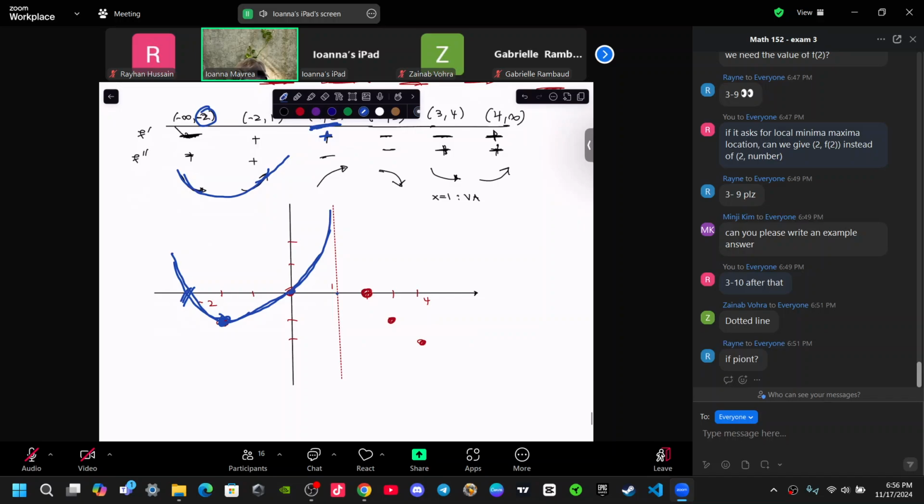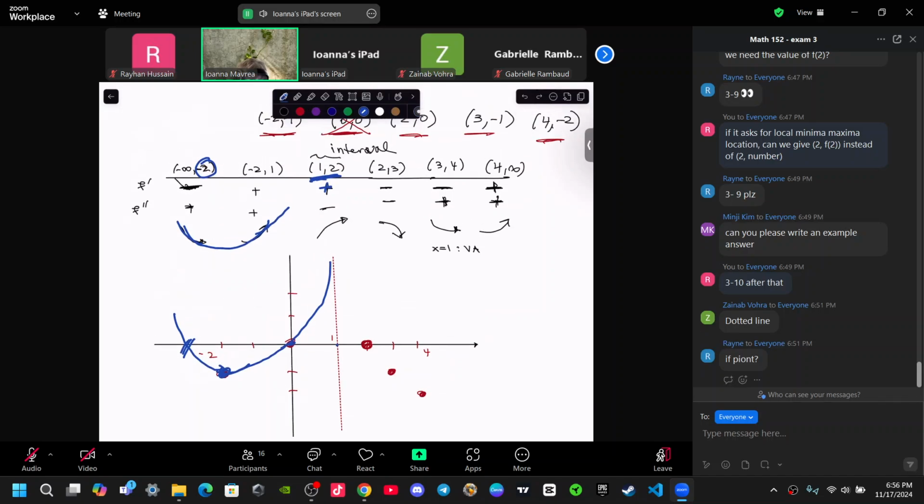Parabolas are symmetric, so it could be like this. You don't know, so it looks like that. Then after 1, I increase. So how do I increase? I'm not here, I must be down here to increase. And I go all the way to the number 2.